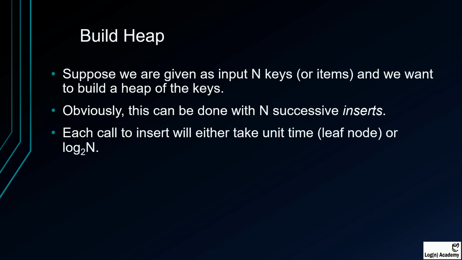Suppose we are given as input n keys or items and we want to build a heap of the keys. The word keys here is actually referring to the nodes. You can think of this as the nodes, or also as an object. Let's suppose I have an object with some image, or some binary data. How can I get the priority of this object? I need to attach some key to it, so the word key is referring to that.